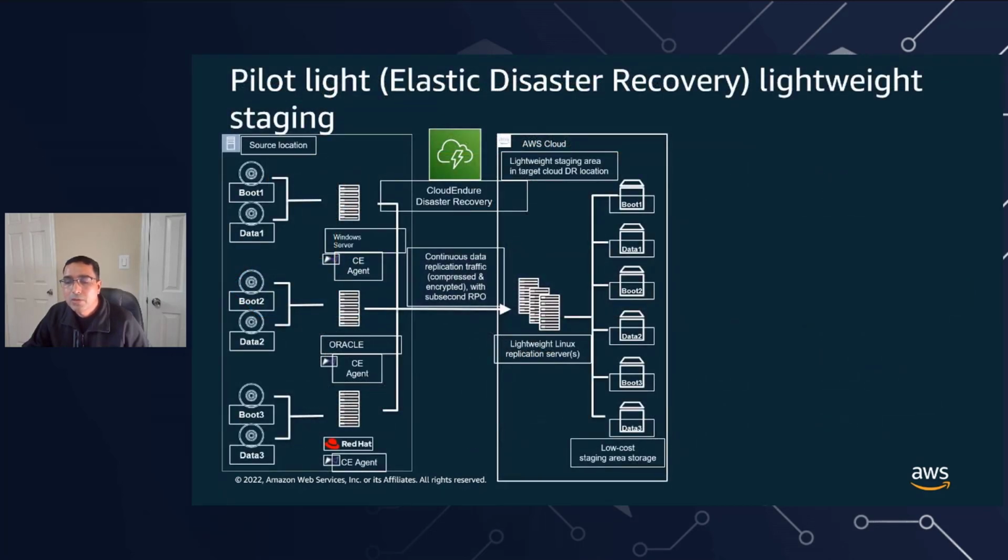So let's first look into the pilot light strategy. So here we bring Elastic Disaster Recovery, which is based on Cloud Endure. Cloud Endure is one of the leading data migration and DR solutions. It was acquired by AWS. It simplifies and reduces the cost of cloud DR by offering a highly automated solution. What Cloud Endure or Elastic Disaster Recovery does is it continuously replicates your machines, including operating system, databases, applications, and files, into a low-cost staging area in your target AWS account and preferred region.